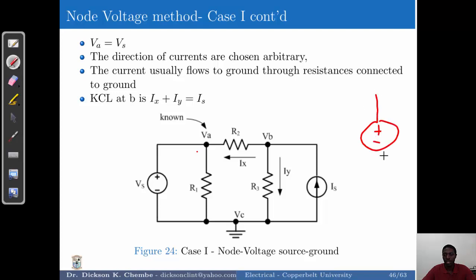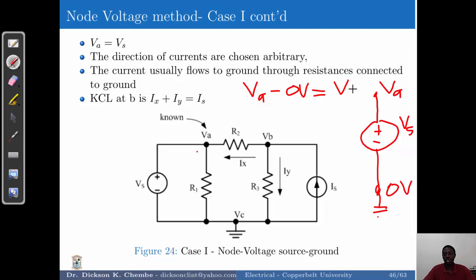and a non-reference node. Where you have a reference node, you have zero potential, and then you've got a non-reference node in this case, which is VA, and then we have the voltage source VS. So the potential difference here, VA subtracting the 0 volts, which is the reference node, must give you the source voltage. So in short, VA is simply equal to VS.